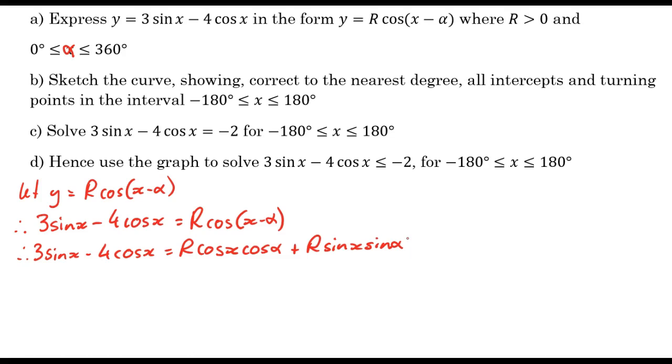So I've got this, and now comes a little bit of a tricky thing where we equate the coefficients. I've got 3 lots of sine x here on the left. And how many lots of sine x do I have on the right? Well, I have r sine alpha multiplied by sine x. So therefore we can say that r sine alpha equals 3. We equate the coefficients of the sine x terms. Similarly, the cos x terms: the cos x term here has a coefficient of negative 4, and here r cos alpha. So r cos alpha equals negative 4.